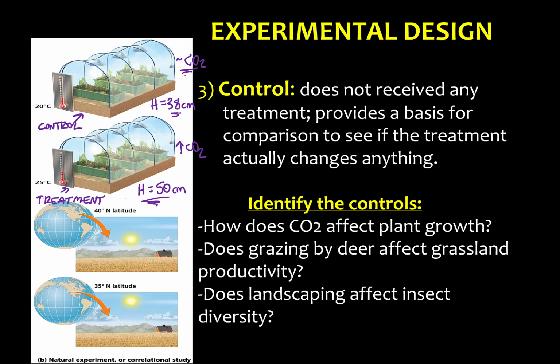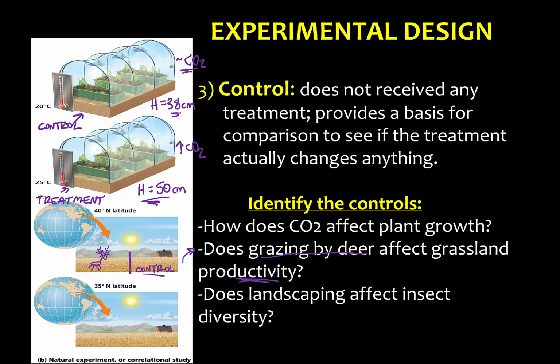What about a new question here? Does grazing by deer affect grassland productivity? Think of productivity as being the amount of plant growth. Well, that's a pretty easy one. If grazing by deer is our treatment, which it is, you would want to have one field where you've got deer. So one field with deer. And then another field without. The one without is your control.